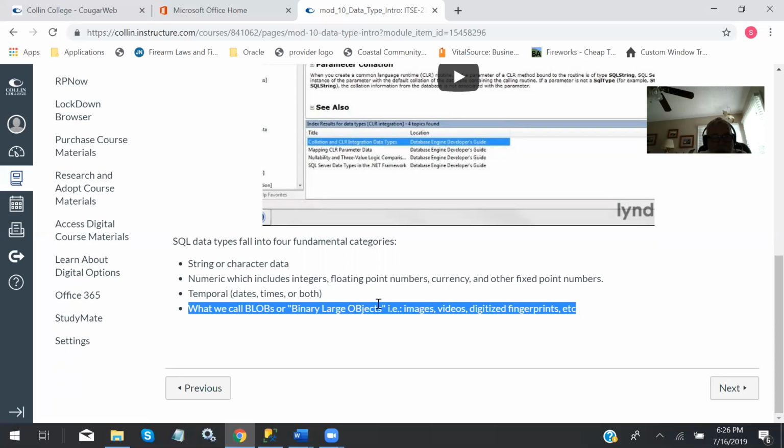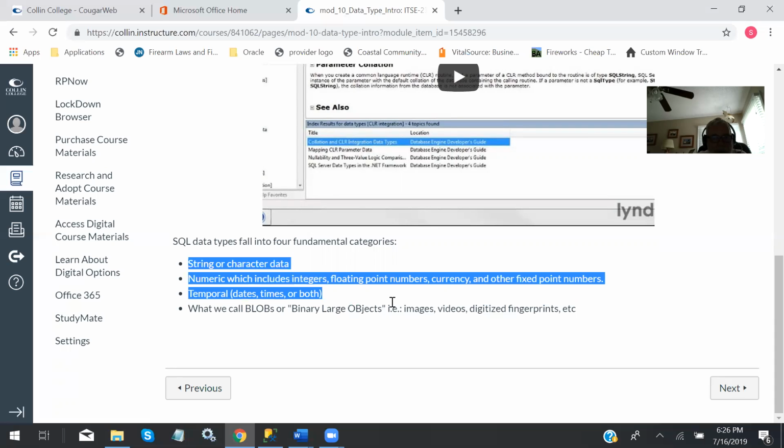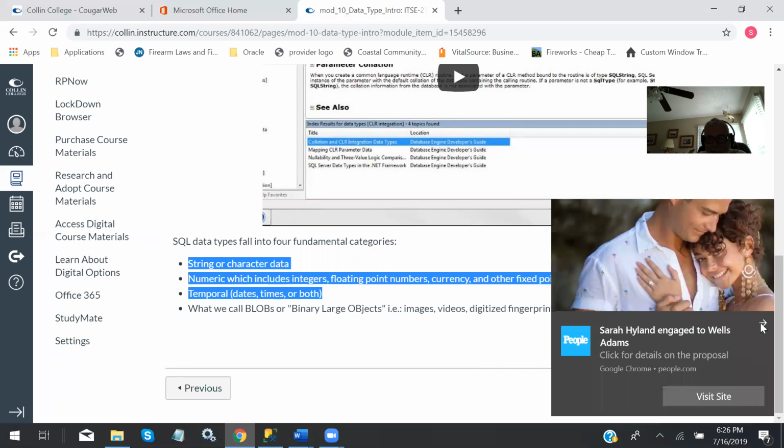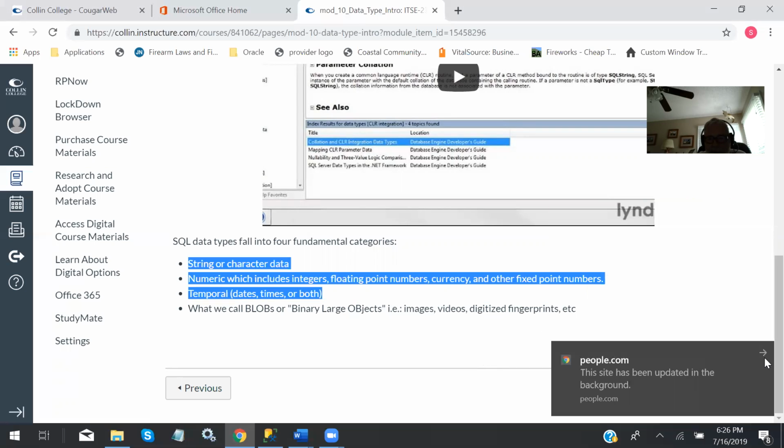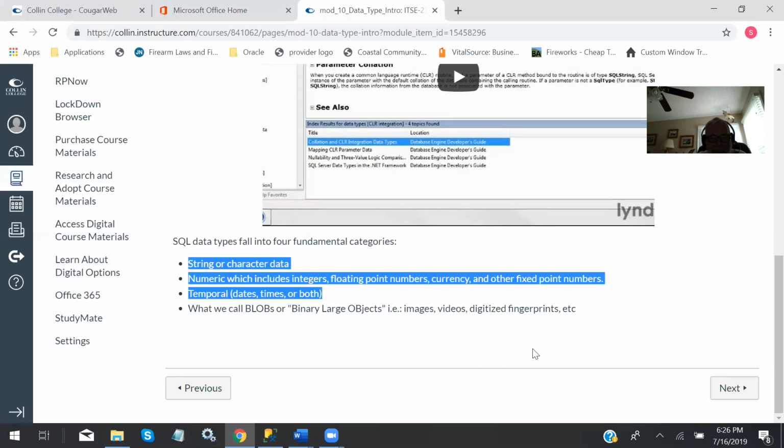So the things we're interested in are the first three, because they're the more interesting ones. The digitized fingerprints and the pictures, your picture I could put in the database, doesn't really do much for us.